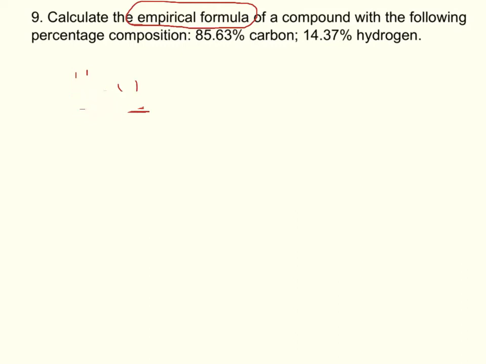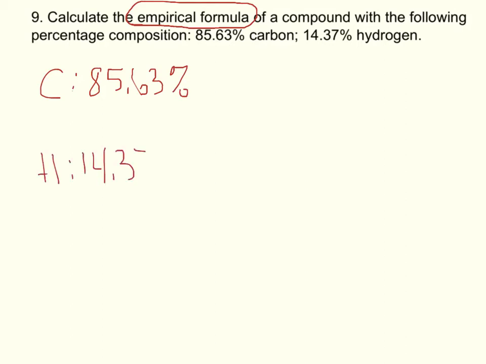So let's look at number 9. It says, calculate the empirical formula of a compound with the following percentage composition. We've got carbon with 85.63% and hydrogen with 14.37%. Okay, so we want to know what is the mole-to-mole ratio of carbons to hydrogens.